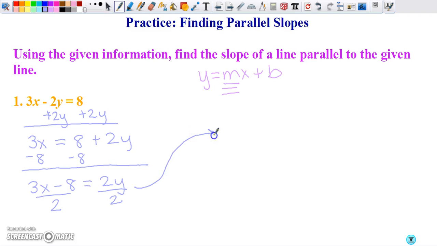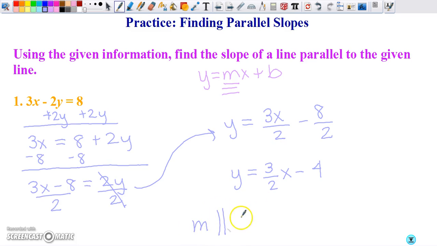Now at this point, the 2s over here become just a 1, so we get y equals, and all I'm doing is flipping the order, and I'm going to write 3x over 2 and then minus 8 over 2, and I'm going to simplify each one. So this would be 3 over 2 times x minus 4. So a slope that would be parallel would be 3 over 2, because that's the slope of the line given to us right here. See, it's not so bad.